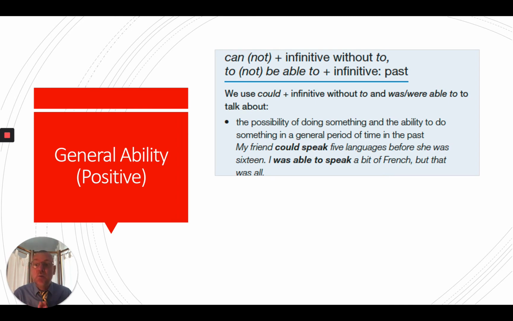So it's when we were able to do something, we could do something. We're using could plus the infinitive, or we're using be able to plus the infinitive. Look at these 2 examples here. My friend could speak 5 languages before she was 16. That's a general ability that she had. I was able to speak a bit of French, but that was all. So I had the ability to speak French. And we're talking about this generally in the past, and it's positive.